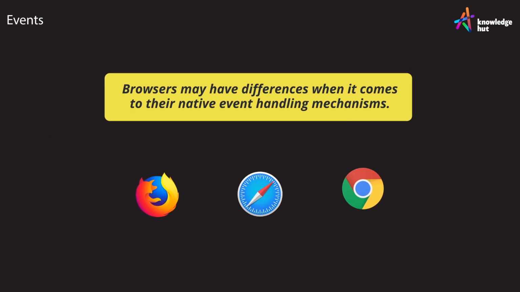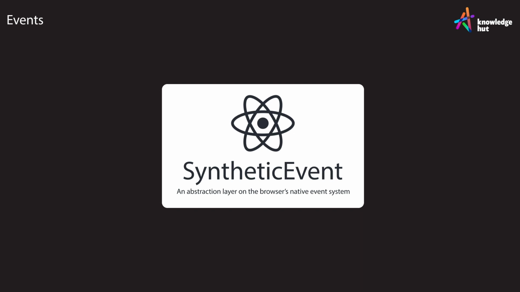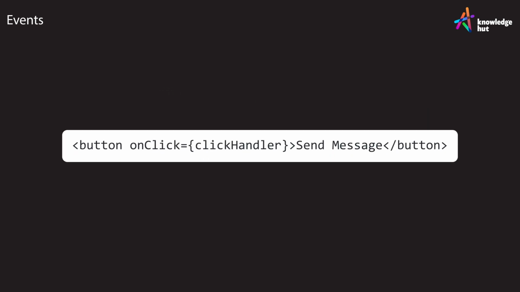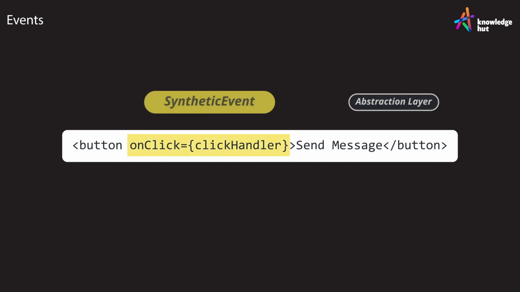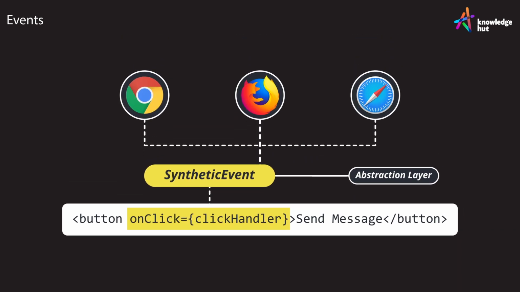Now, browsers may have differences when it comes to their native event handling mechanisms. Fortunately for us, React implements a synthetic event mechanism, which is an abstraction layer on the browser's native event system. This means that when an event, such as a mouse click, occurs, the event handlers are provided with instances of synthetic event. In fact, the synthetic event interface is similar to a browser's native event interface.